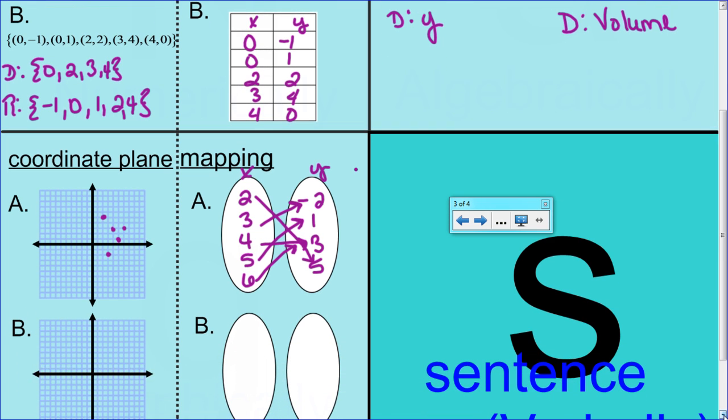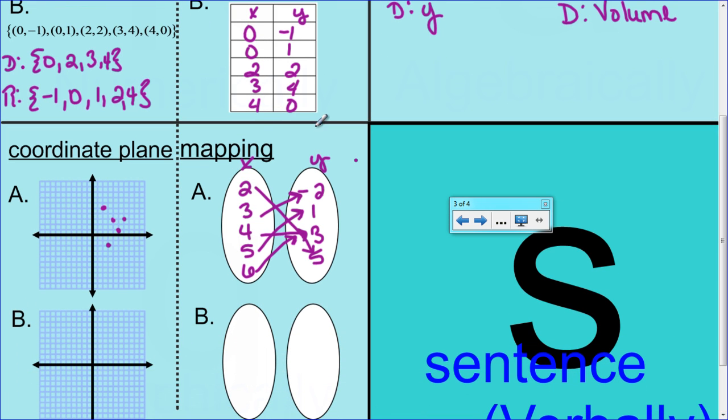Let's do B. We're going to put it on the graph. So we're going to plot these points. I have (0, -1), and I have (0, 1). And so you will see I have 2 points that line up vertically. So if I were to do my vertical line test, it would not pass it.